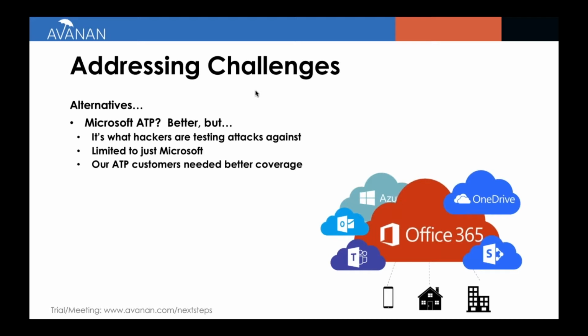So in terms of addressing these challenges, there are a few different alternatives, and I go through a couple of them here. One, of course, is that you can pay extra for Microsoft Advanced Threat Protection, or ATP. Yes, it's better than what you get with Microsoft out of the box, but any hacker can enable ATP within a test account and literally test attacks to see what makes it through ATP and what doesn't. So that's giving them visibility into whether Microsoft is vulnerable to a particular kind of attack.